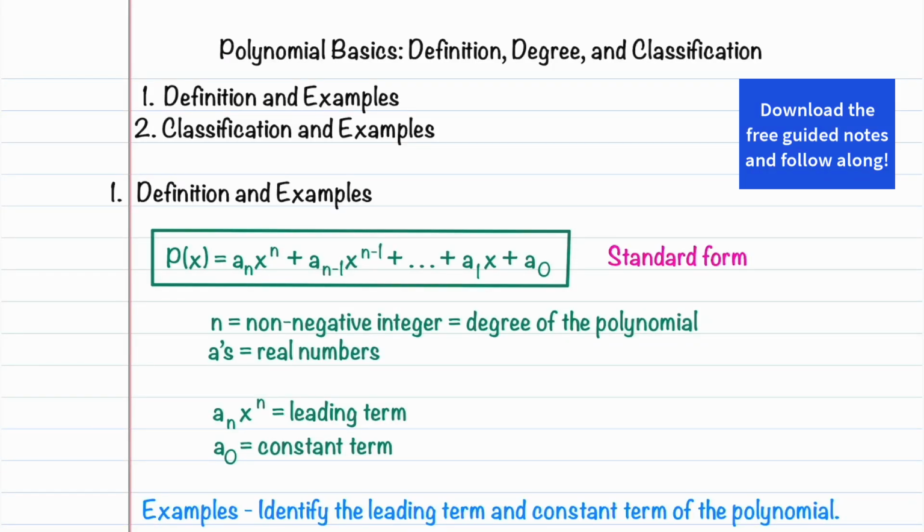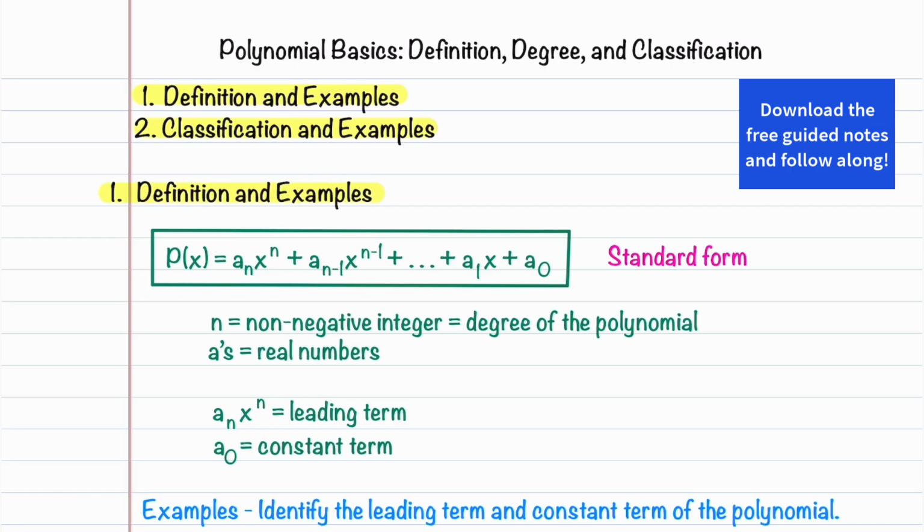In this video, I'm going to teach you the basics of polynomials. We'll start with the definition and then walk through some examples where we'll identify the leading term and constant term. After that, we'll learn how to classify a polynomial based on its degree and number of terms. Let's get started. Let's start with the definition.